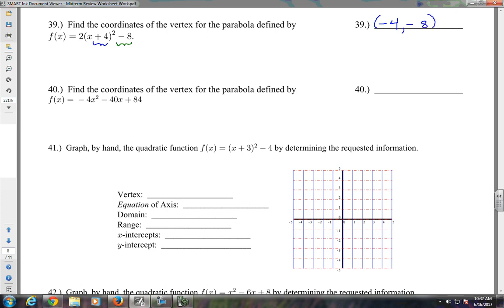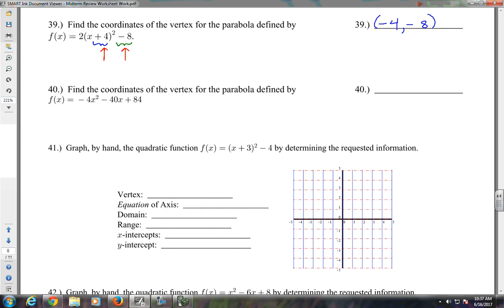So if your quadratic function is in this factored form, you can simply look at it and read the vertex. Change the sign of the number next to the x. Keep the sign of the number outside the function. You could always graph that and double check that you have the right values for your vertex.